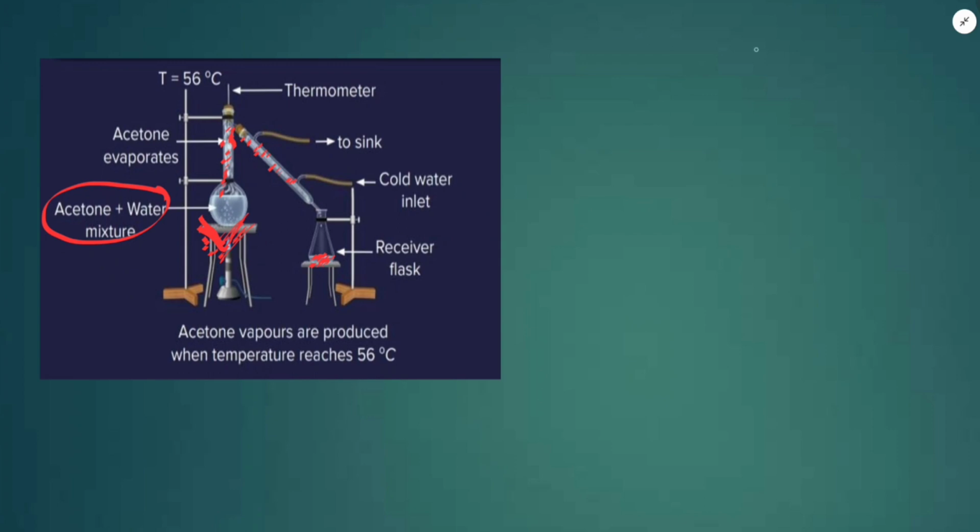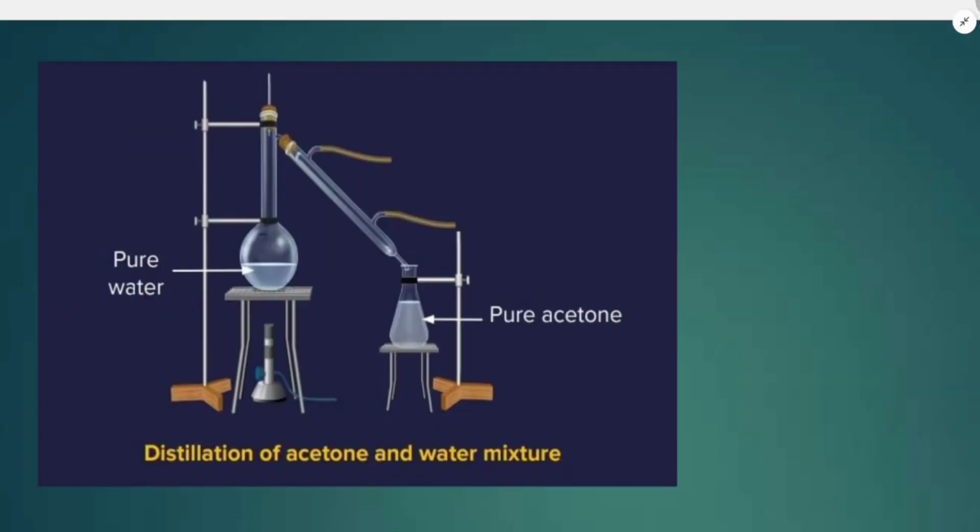Acetone can be separated. The round bottom flask retains the water. Finally, water and acetone can be separated by using the simple distillation process. Pure acetone and pure water can be separated. Distillation of acetone and water mixture.